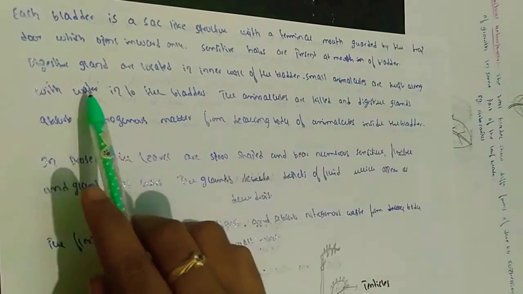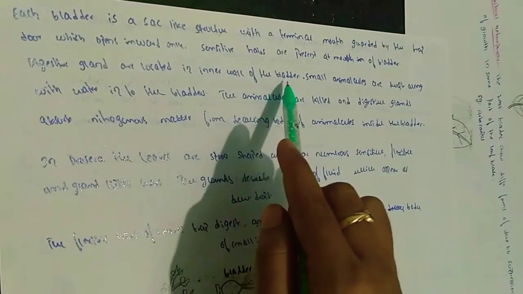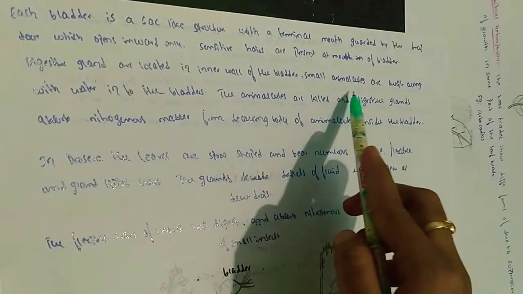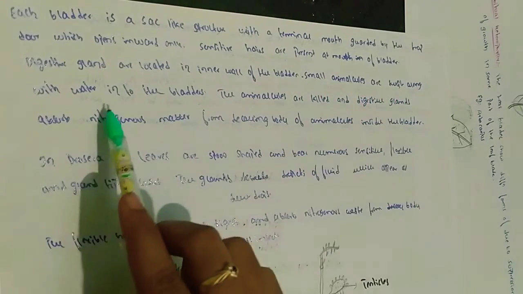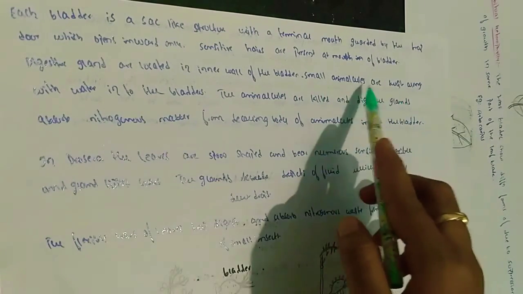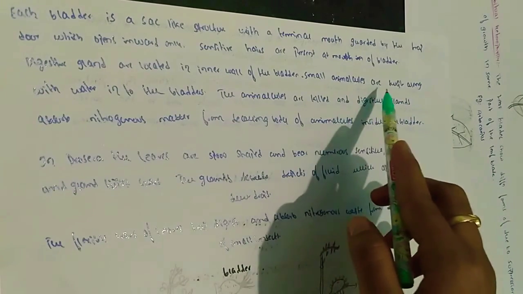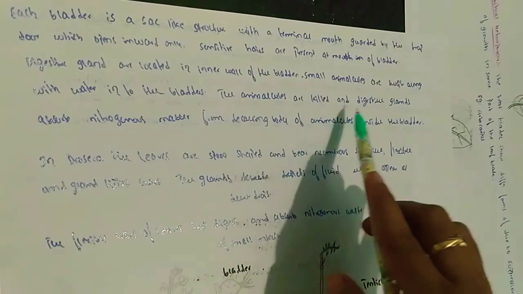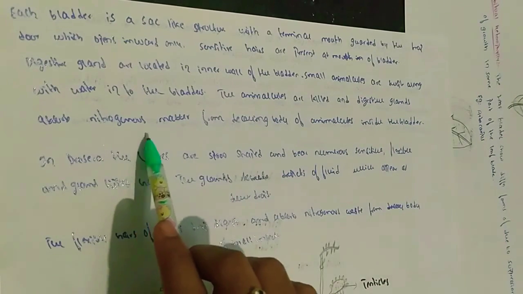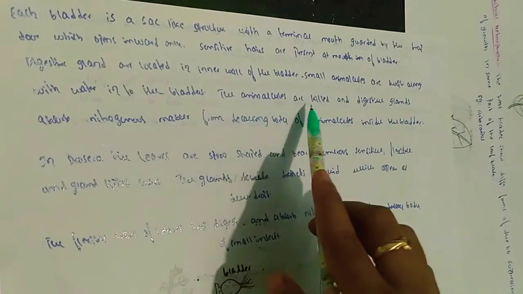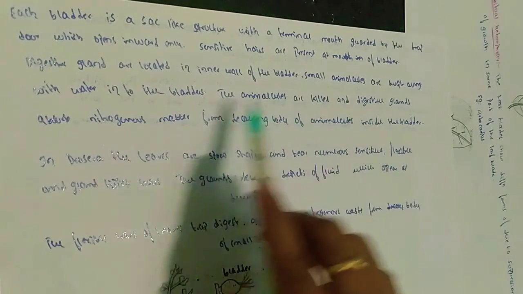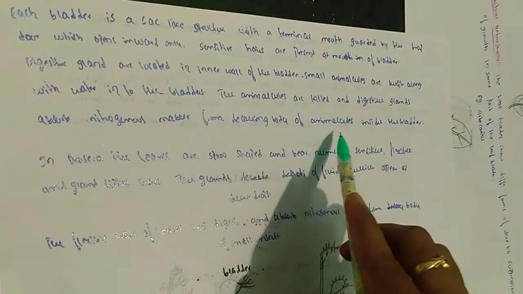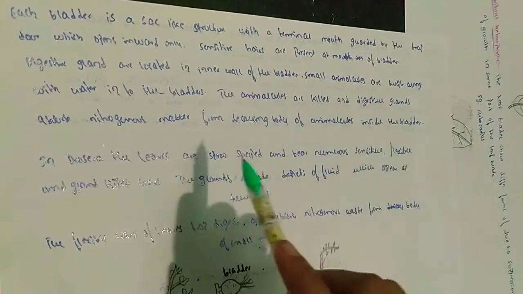Digestive glands are located in the inner wall of the bladder. Small animalcules are swept along with water into the bladder. Swept means moved. The animalcules are killed, and the digestive glands absorb nitrogenous matter from the decaying bodies of the animalcules inside the bladder.